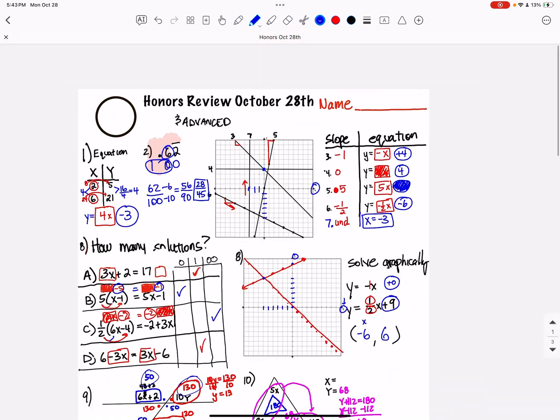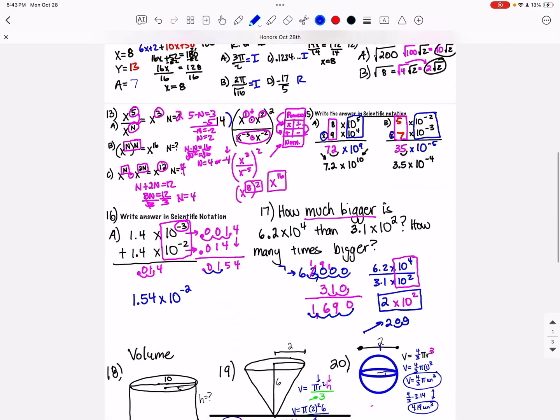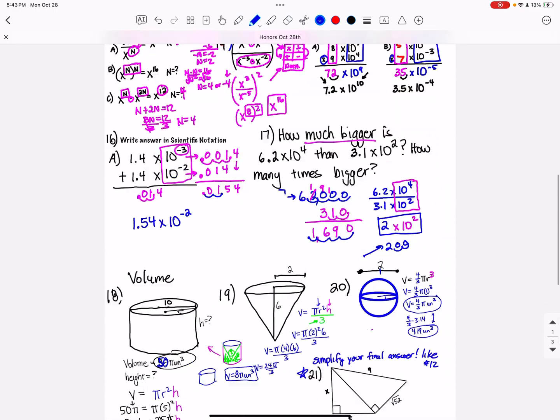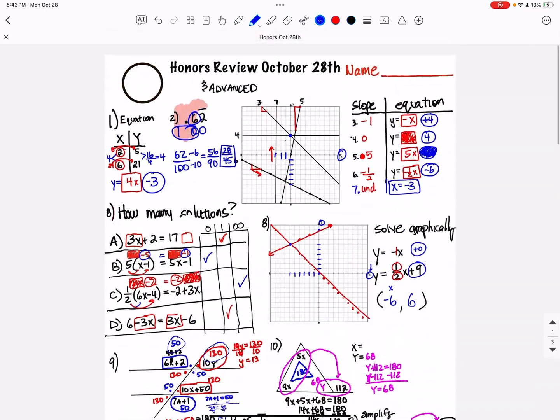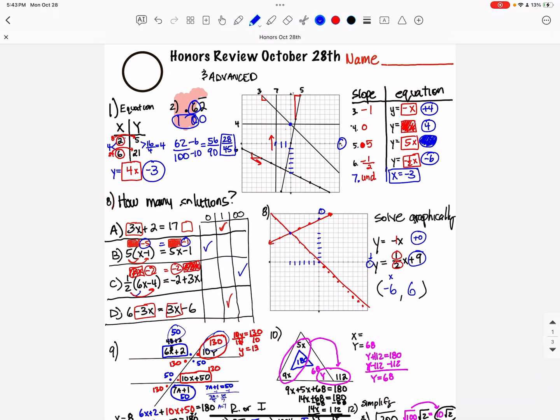So there we go. There's the honors in advance, all the homework. You're not expected to know all of it, but get 8 out of 13, 11 out of 13 categories, and you got an A.